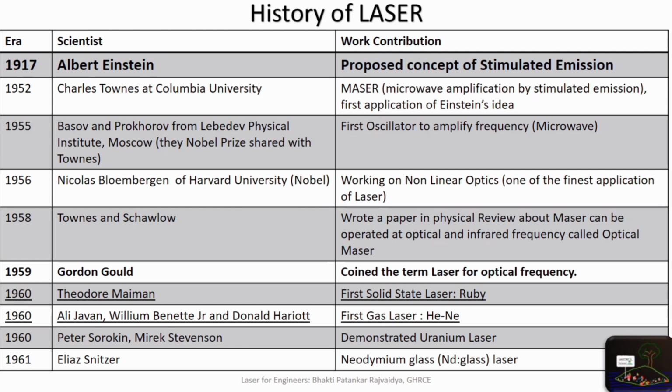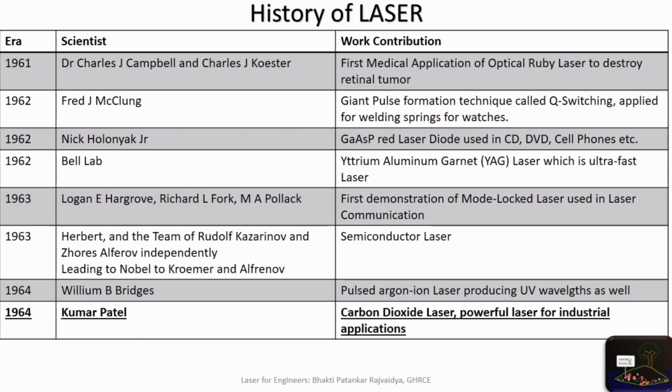Simultaneously, scientists from different fields started using lasers for different applications. Dr. Charles J. Campbell and co-workers used a ruby laser to destroy a retinal tumor. Fred J. McClung created the Q switching technique, used for welding springs for watches. Nick Holonyak Jr. invented gallium arsenide phosphide, a diode laser used in CD, DVD and cell phones. Bell Labs developed the ultra-fast yttrium aluminium garnet YAG laser.